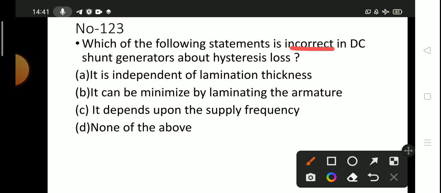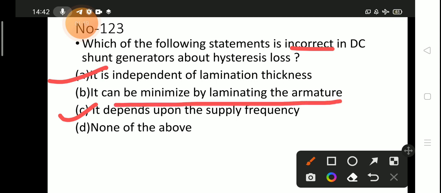It can be minimized by laminating the armature, because hysteresis loss in a DC generator is independent of lamination thickness, and it also depends upon supply frequency. It is eddy current loss, not hysteresis loss, that can be minimized by laminating the armature.